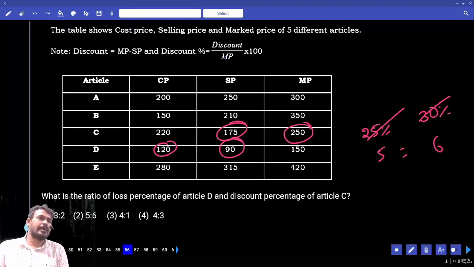Discount is always calculated on market price. Profit or loss is always calculated on cost price.